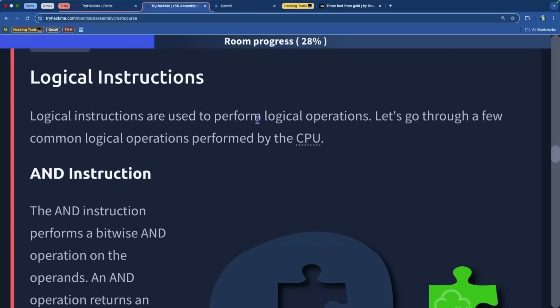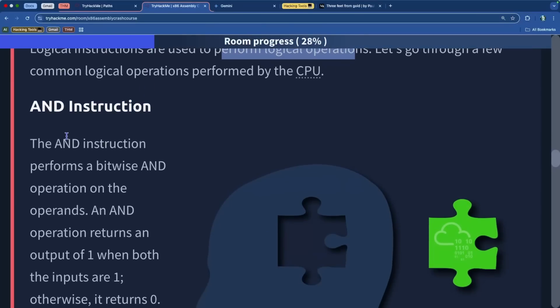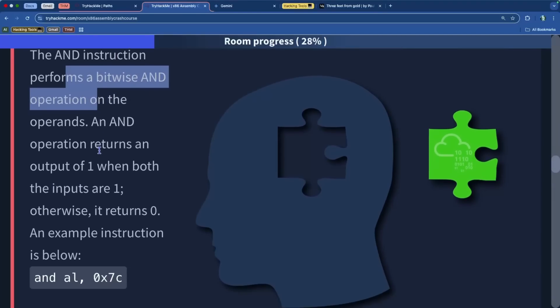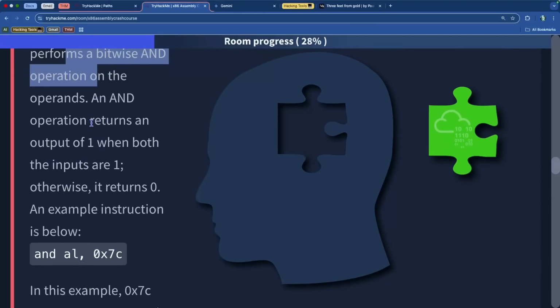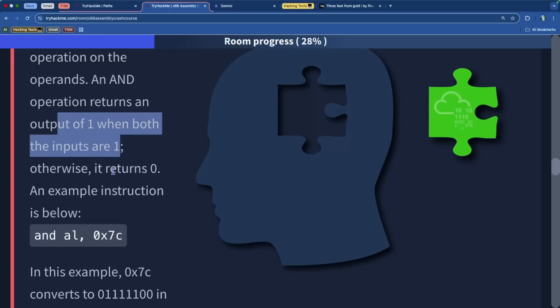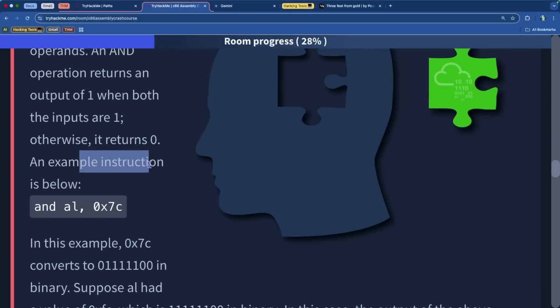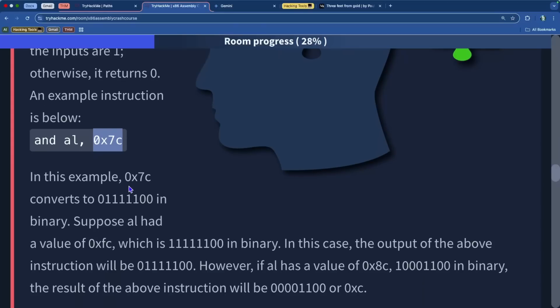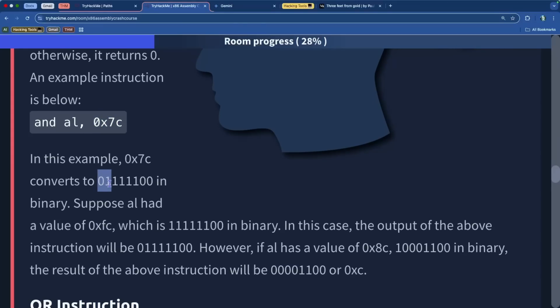We have logical instructions that are used to perform logical operations, and we have the AND instruction. It performs a bitwise AND operation on the operands, and an AND operation returns an output of 1 when both the inputs are 1. Otherwise, it returns 0. So an example would be AND AL, which again, remember this is the destination, and then you have this value, and this is either coming from a register, and if it's inside of brackets, it would be coming from a memory location.